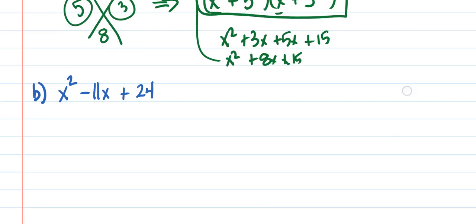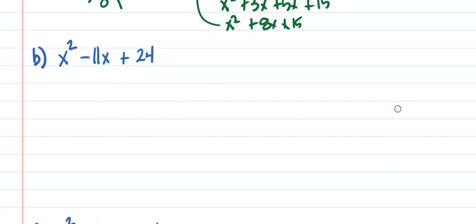Let's go ahead and do part B here. Okay, it says x squared minus 11x plus 24. Okay, I'm noticing that it's in the right form of x squared plus bx plus c. 24 goes in the top, negative 11 goes down here in the bottom. So I am looking for two numbers that multiply to positive 24 and add to negative 11.